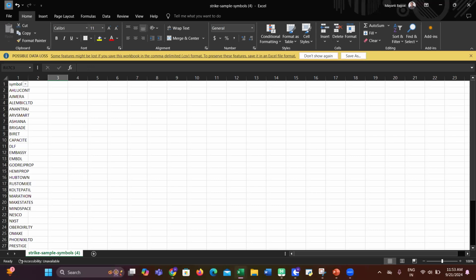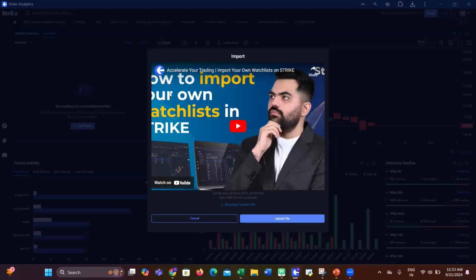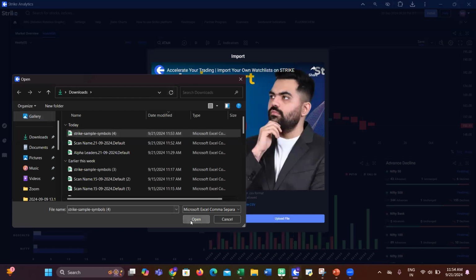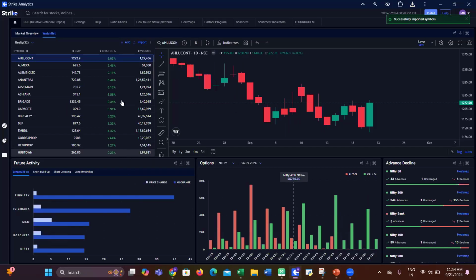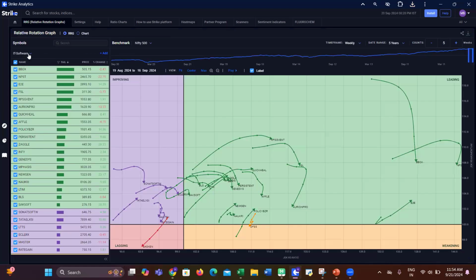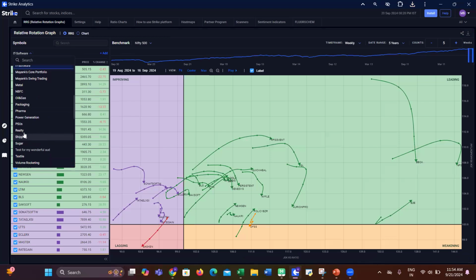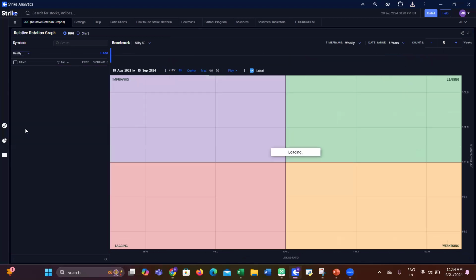Save this, right? And then the simple way is to go to the Strike platform again and upload the file. So you have this, upload it, and you'll get all the stocks. So this is how you can upload your watch list. And let's look at this together. All right.